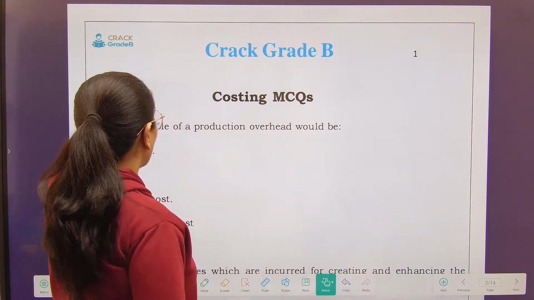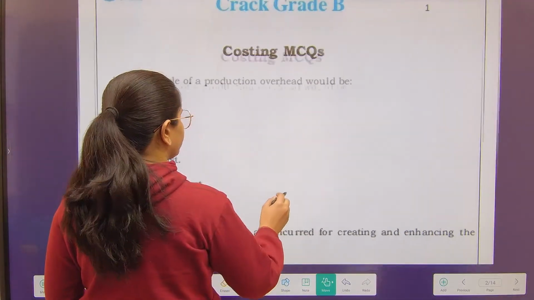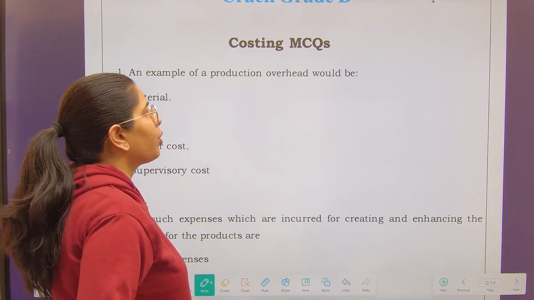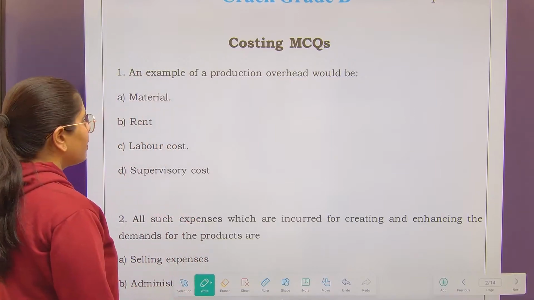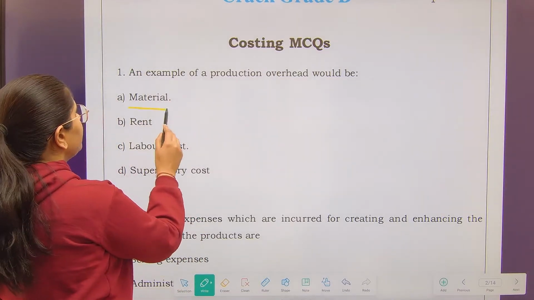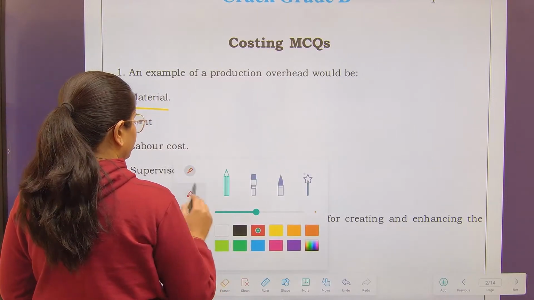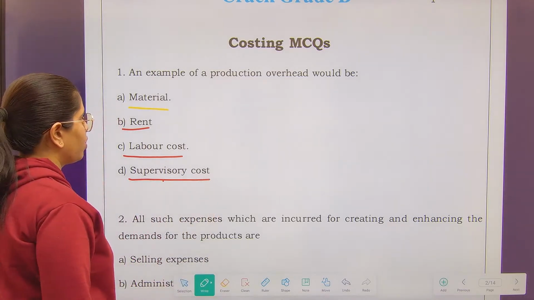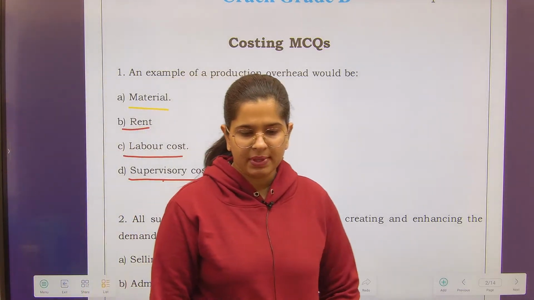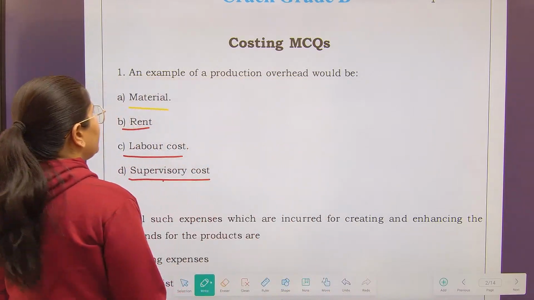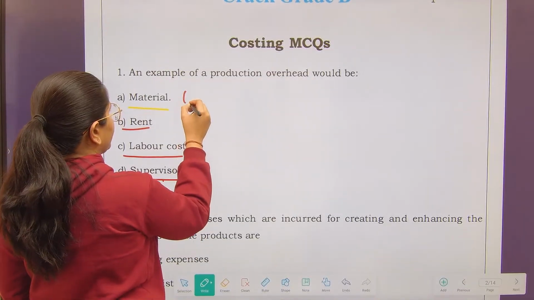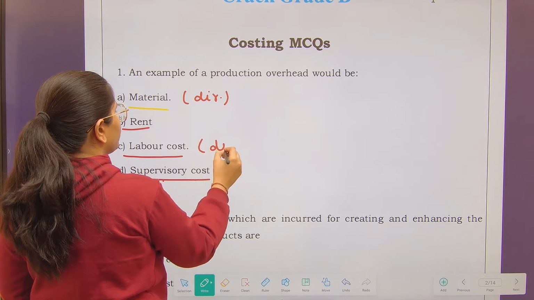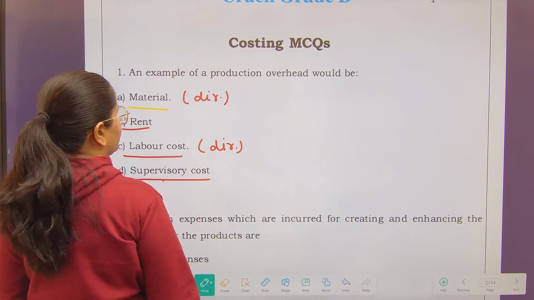So see, question number 1. Question number 1 is: an example of a production overhead would be, what would be an example of production overhead? Material, rent, labor cost or supervisory cost. Now in all of these expenses, see, material can be a direct one. This also can be a direct one.